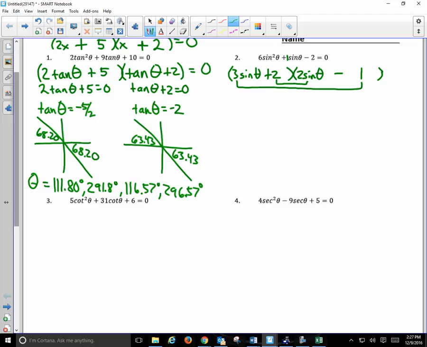Let's set each equal to 0 and solve. 3 sine of theta plus 2 equals 0. And 2 sine of theta minus 1 equals 0. Minus the 2, divided by the 3, sine of theta is -2/3. Add the 1, divided by the 2. Sine of theta is 1/2.